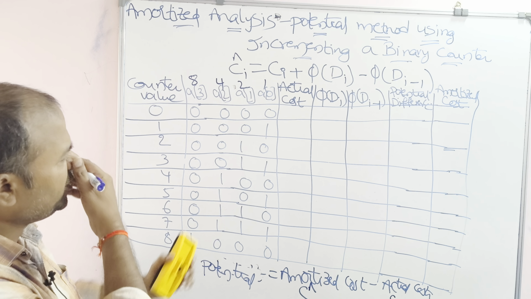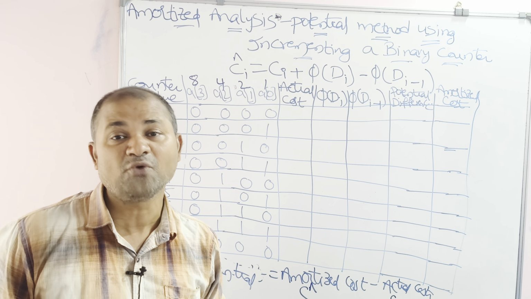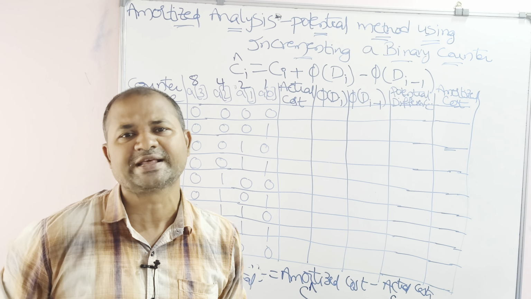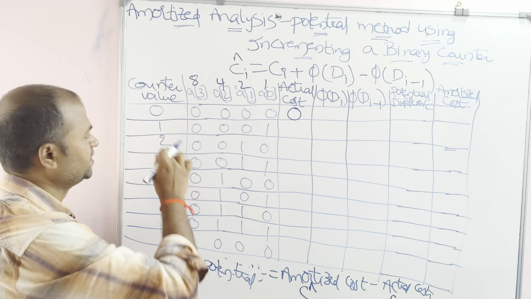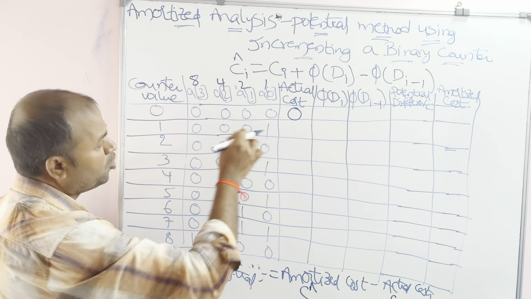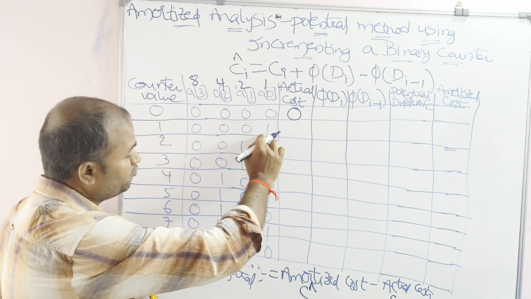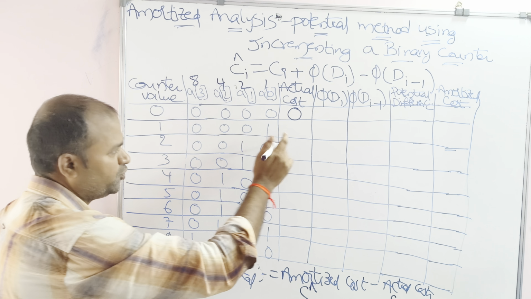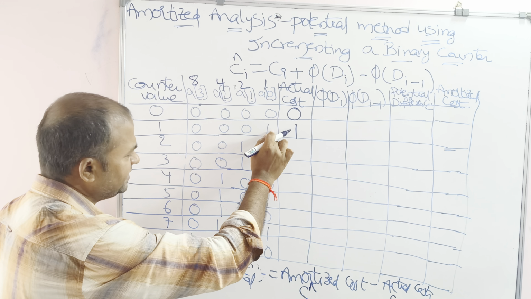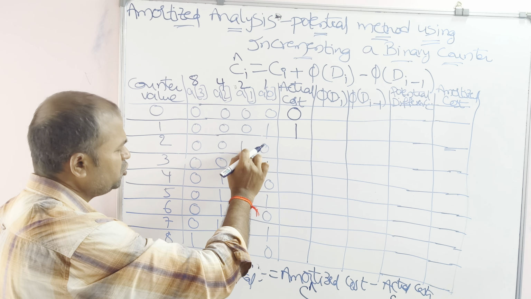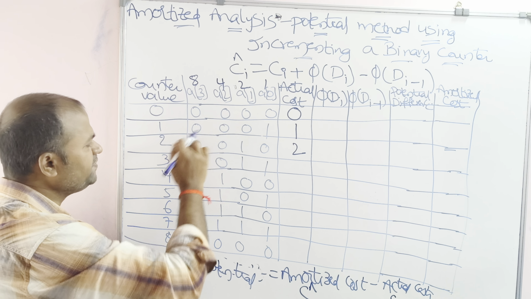So let us calculate the actual cost. The actual cost means the number of bit changes from one counter value to another. For the first number, the actual cost is 0. Next, for the second number, how many changes are there from 0 to 1? Only one change, and the remaining 3 bits are the same. So the actual cost is 1. Next, from 1 to 2, how many changes? 1 is changing to 0, and 0 is changing to 1. The remaining 2 bits are the same, so 2 changes.